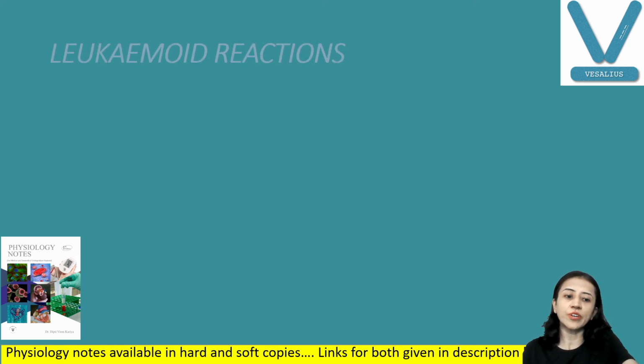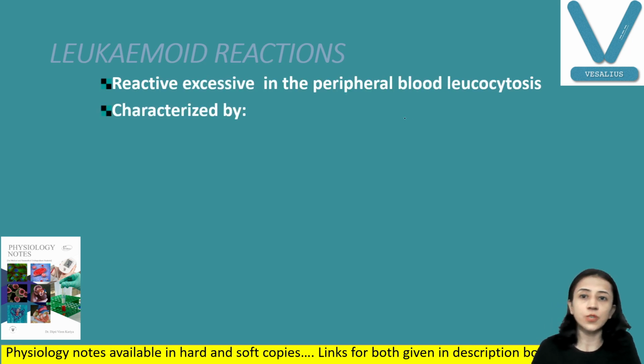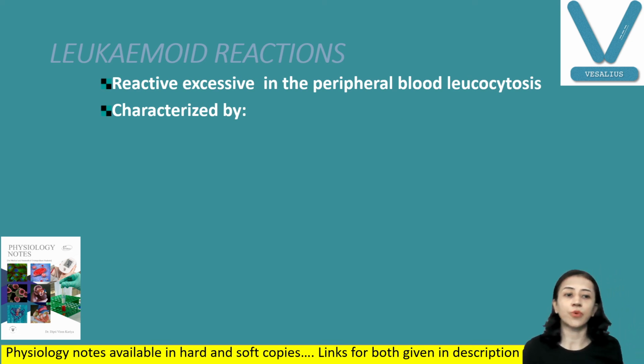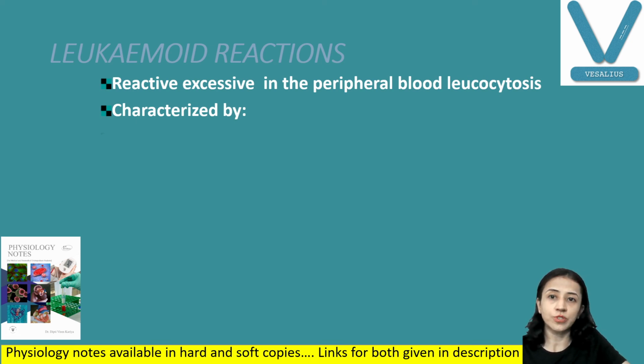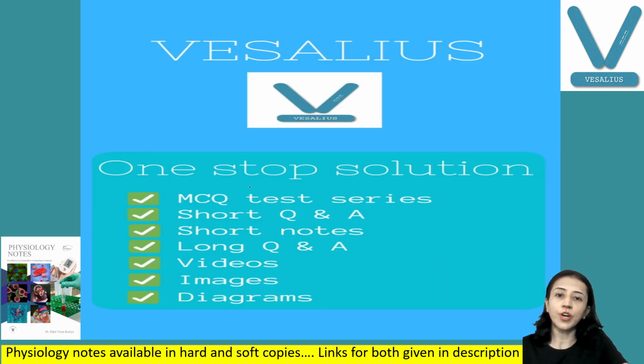Another is the leukemoid reaction. What is this leukemoid reaction? You can see here there is leukocytosis, an increase in the leukocyte count. A reactive, excessive leukocyte count is found that resembles leukemia, but leukemia is not present. It is of two types: either the myeloid series increases, known as myeloid leukemoid reaction, or the lymphoid series increases, which causes lymphoid leukemoid reaction. So this is all about today's topic, the function of leukocytes.